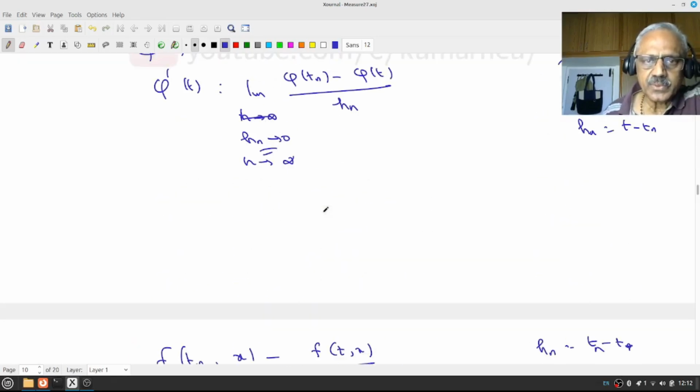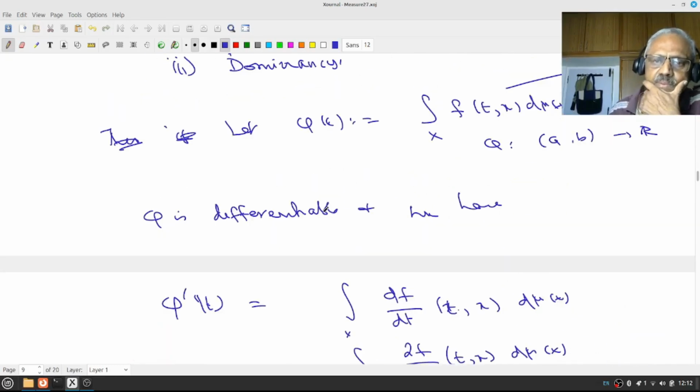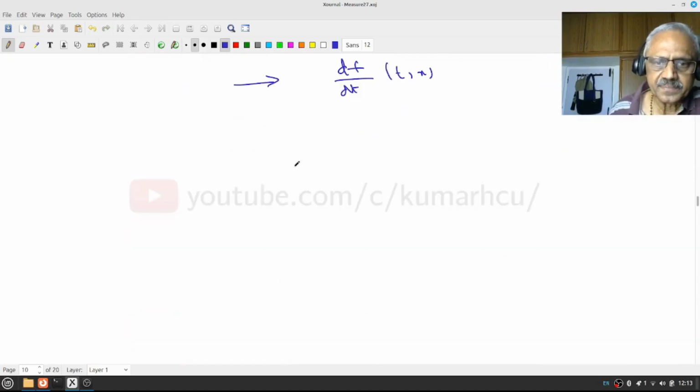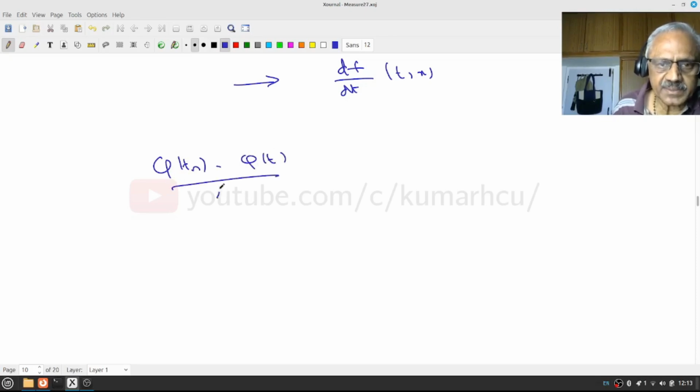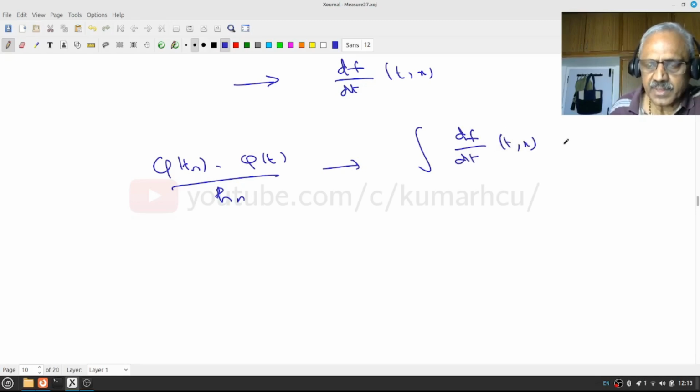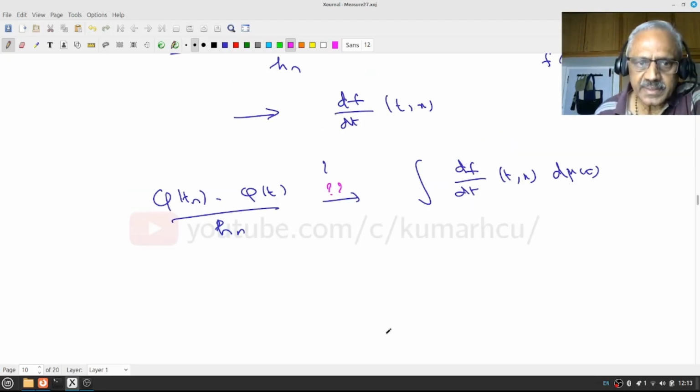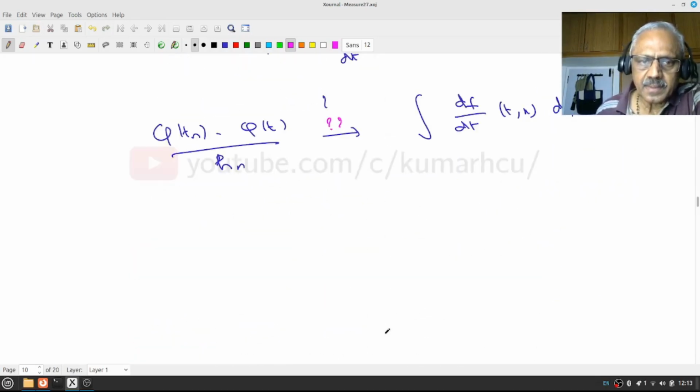So when I want to show this phi is differentiable, I want to look at phi of Tn minus phi of t by Hn. That goes to the integral of df by dt at t comma x d mu x. This is what we want to show. You follow that?